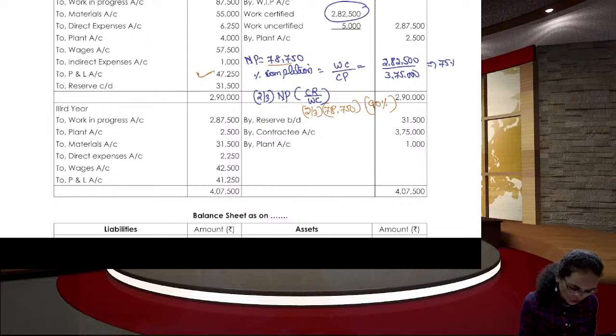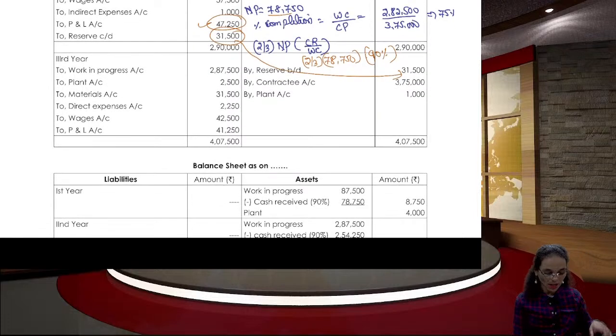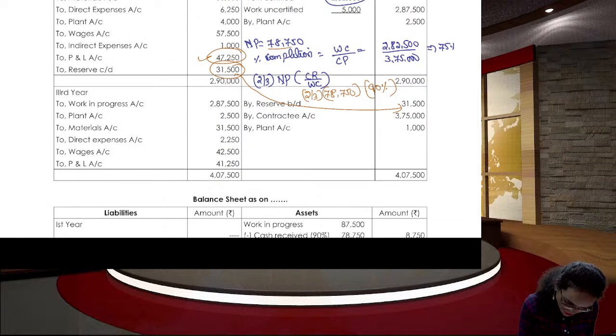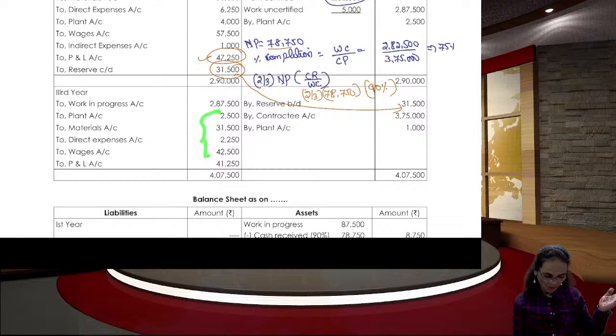So you got it. For the first year, this is the P&L amount and this is the reserve. Here once again you need to understand one thing. The reserve amount will be carried forward to the next year and this P&L will not be carried forward. This P&L will go to the balance sheet. So here the total work in progress, 2,87,500, will be the opening work in progress for the third year, and these are all from the previous year only.